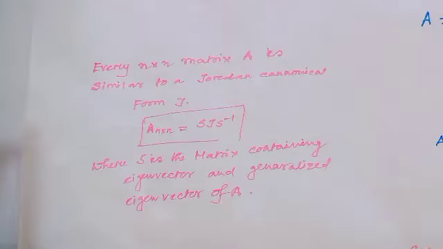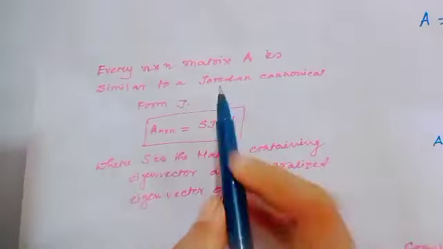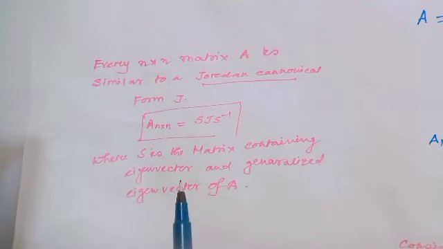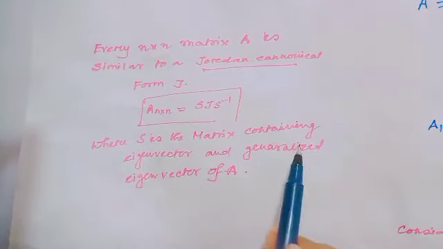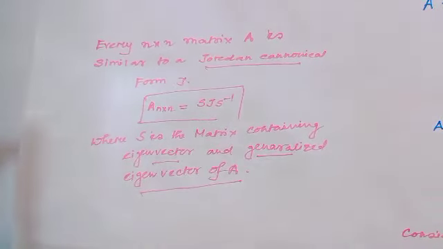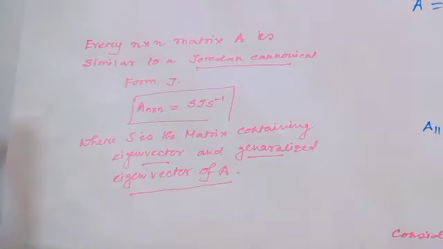Therefore, since every n by n matrix is similar to a Jordan canonical form, A equals S J S inverse, where S is the matrix containing the eigenvectors and generalized eigenvectors of the matrix A. And when the matrix is diagonalizable, A equals P D P inverse, where P and P inverse contain only eigenvectors, because for a diagonalizable matrix, the eigenvectors are linearly independent. Are you getting it? Today I will stop here.